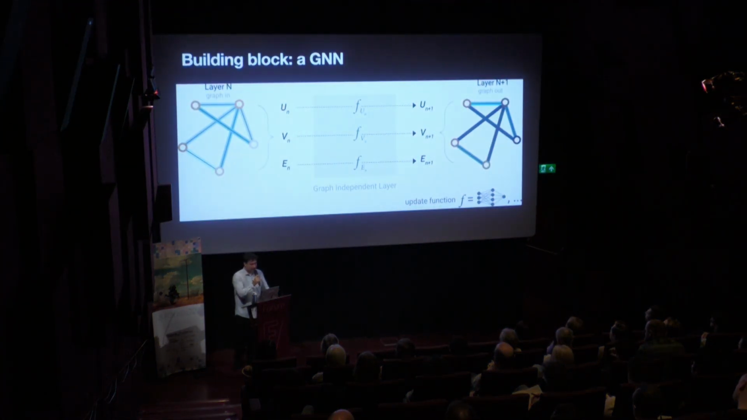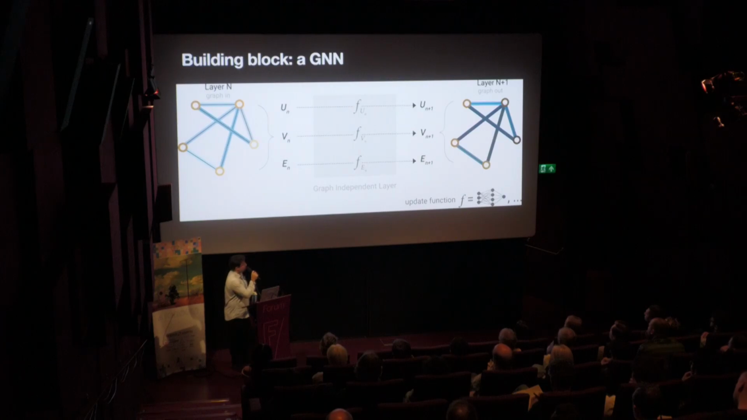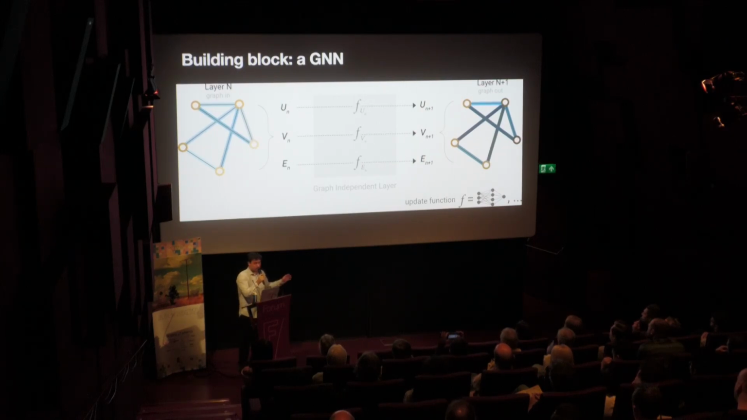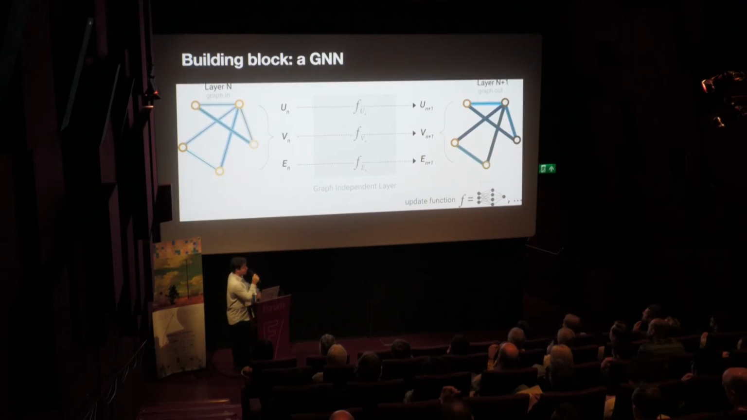So how are we actually going to build this building block? As I said, we're going to adhere to this graph in, graph out structure, where we have the global components, the nodes, so the vertices, and the edges. And this graph layer can just be an update function. So we are actually updating the node attributes from layer n to layer n plus 1. This can be, as said, just an update function, which can be a multi-layer perceptron, for example, if you can derive from it.